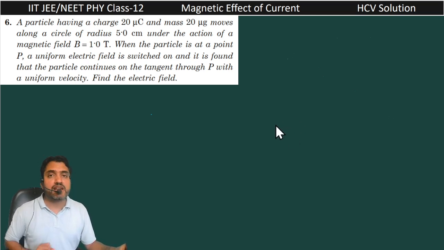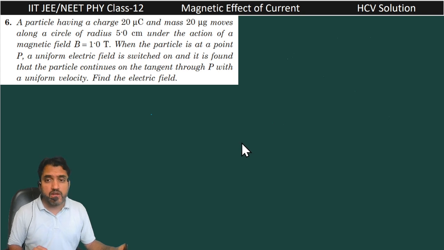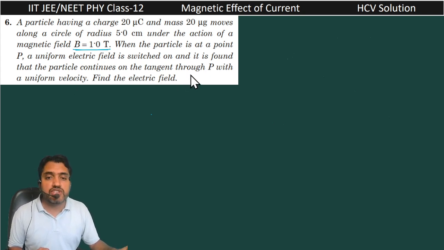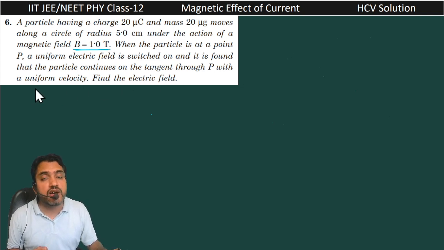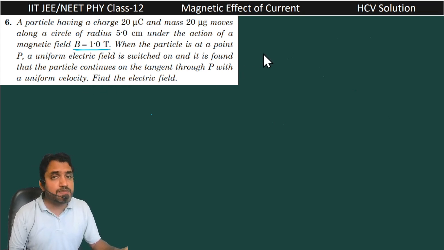And in this question, a particle having charge 20 microcoulomb and mass 20 microgram is moving along a circle of radius 5 centimeter under the action of magnetic field B equal to 1.0 Tesla. When the particle is at a point P, a uniform electric field is switched on, and it is found that the particle continues on the tangent through P with a uniform velocity. Find the electric field.